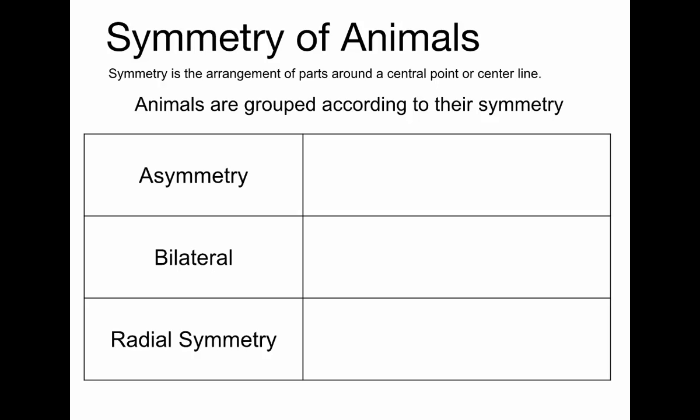And some organisms have no overall plan to their body. We say that they have asymmetry. There's really no pattern. If we were to draw a random shape, this has no symmetry. I couldn't draw a line and split it into equal halves or equal quarters or anything like that. There's no real pattern to its organization.